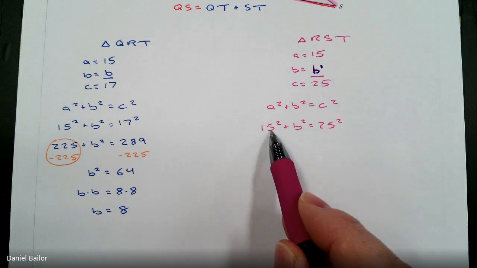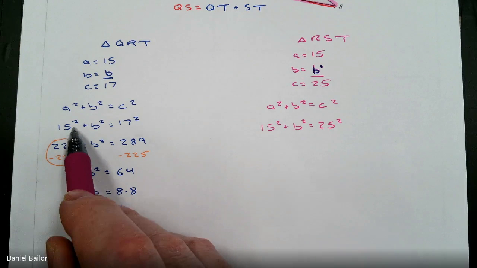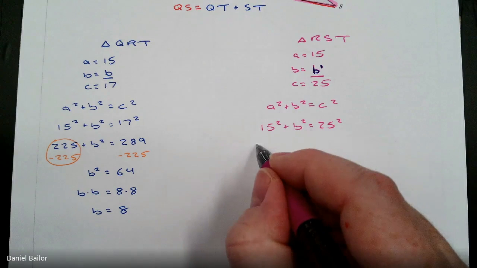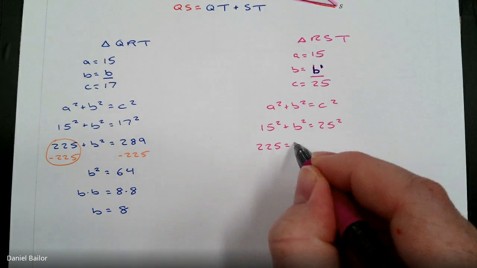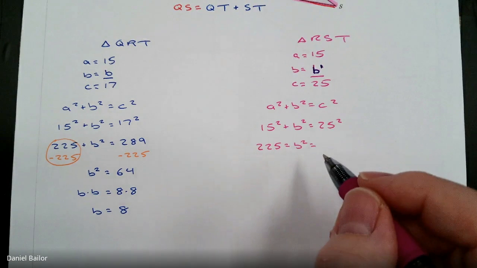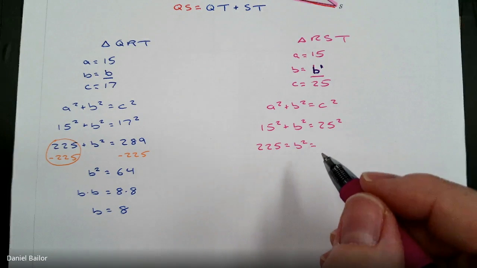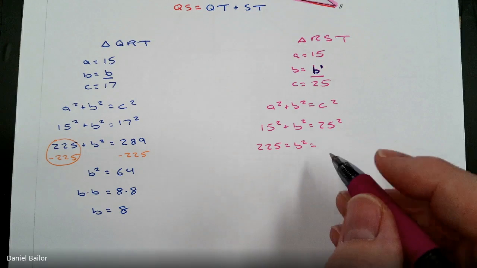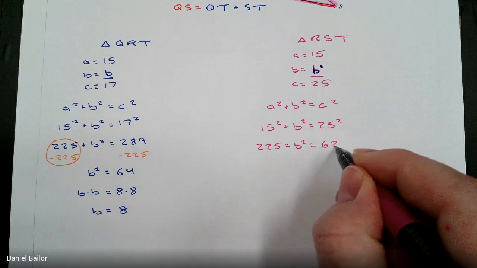15 squared, do not type it into your calculator again, because you already did it over here. 15 squared was 225 for the blue. 15 squared for the pink is still going to be 225. You might need to do 25 squared again, but if you do, you find that 25 squared is 625.